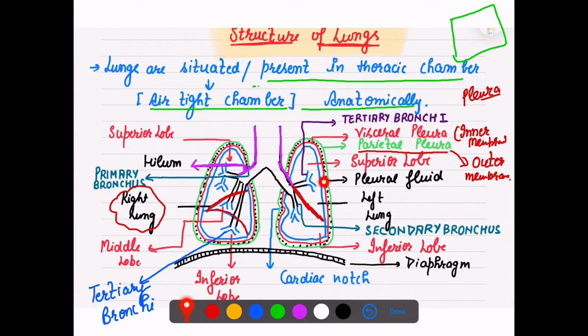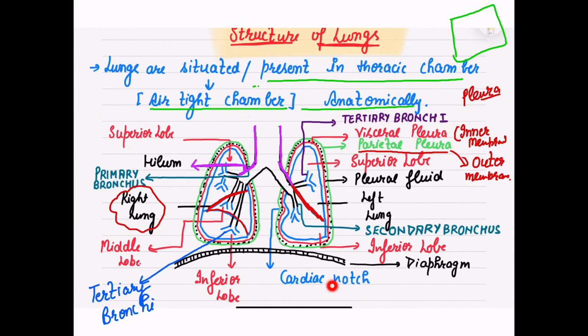Now there is fluid filled between these membranes, and this fluid is known as pleural fluid. And at the base, who is holding these lungs? Muscular diaphragm. And what is the cardiac notch? Cardiac notch is the area in the left lung at which the heart is present. So this is the complete structure of your lungs.